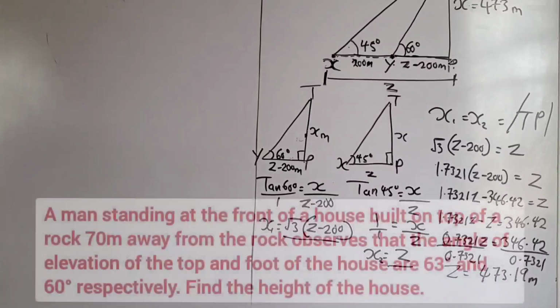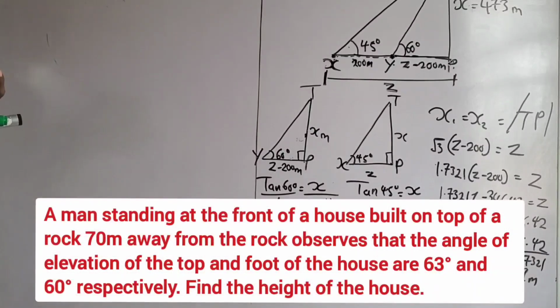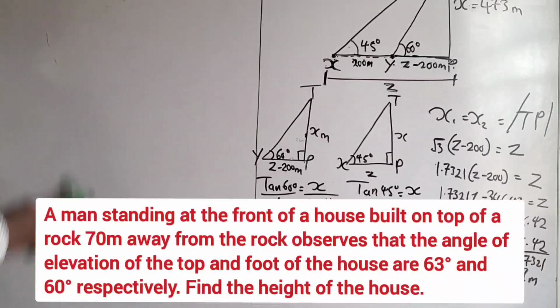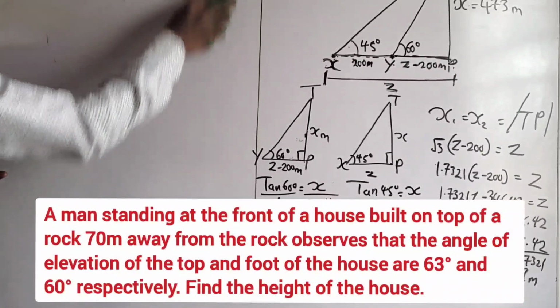Okay. A man standing in front of a house built on top of a rock 70 meters away from the rock observes that the angles of elevation of the top and the foot of the house are 63 degrees and 60 degrees respectively. Find the height of the house. Okay, that is the question.